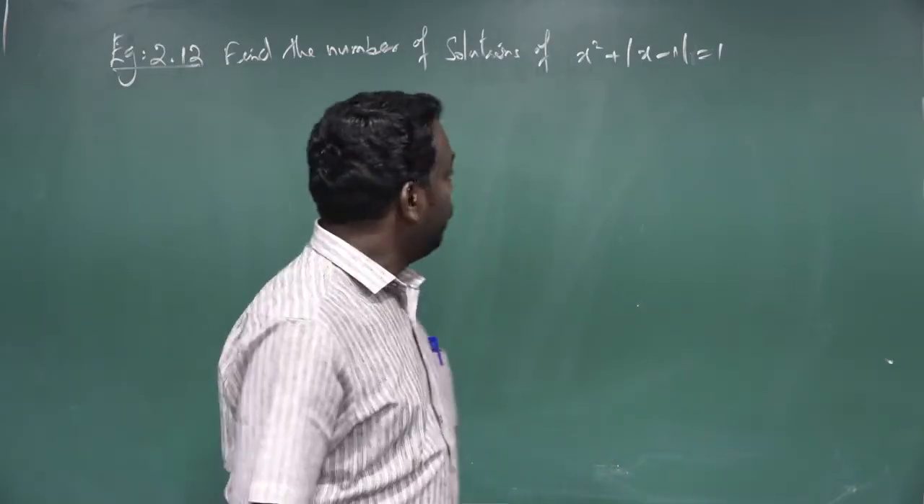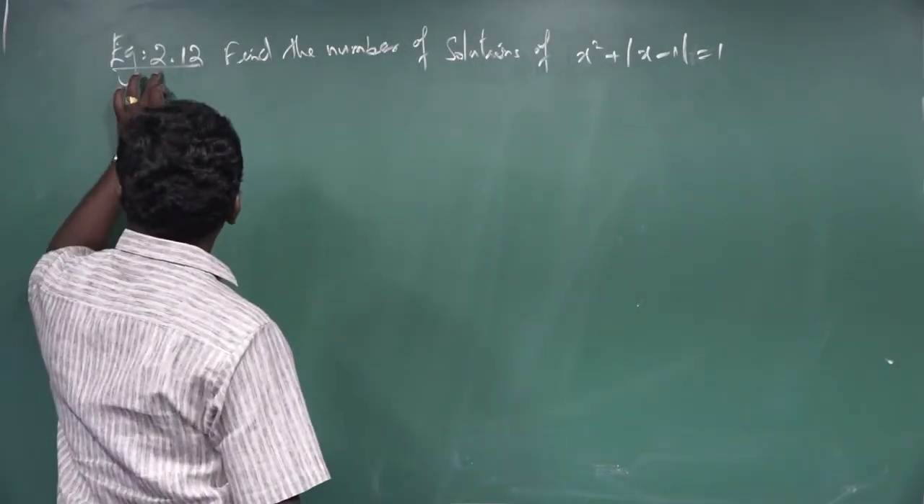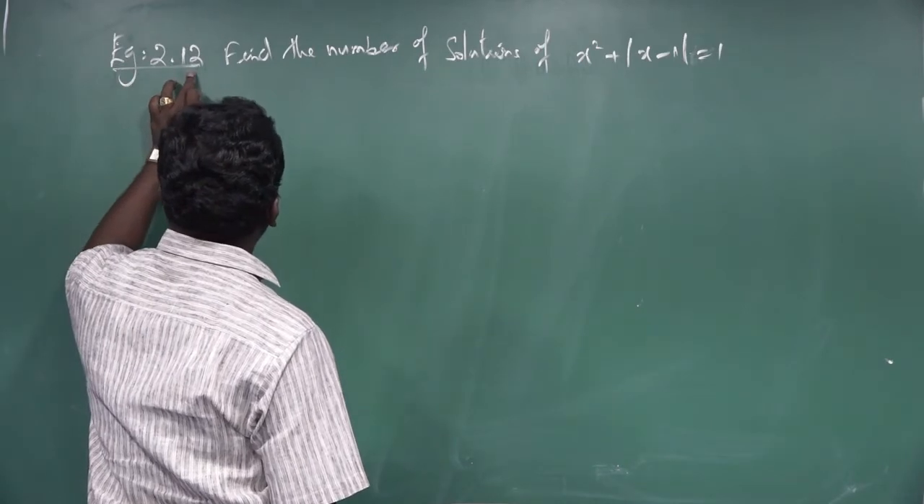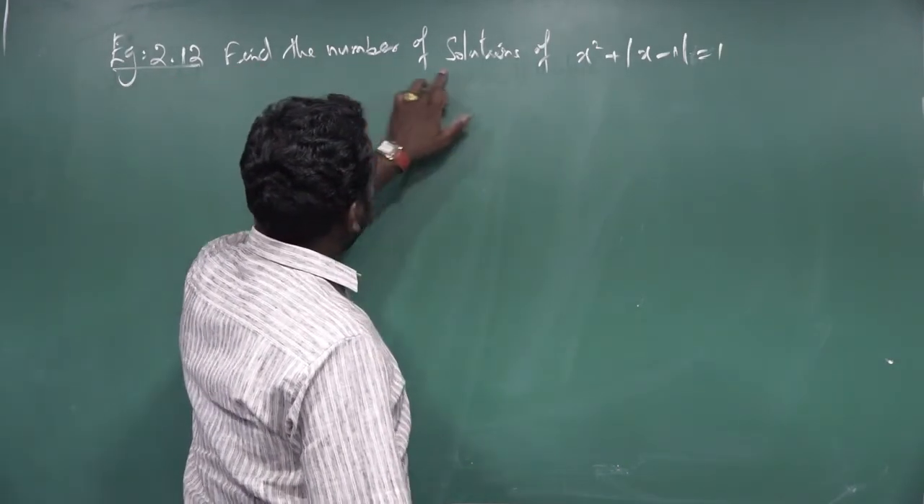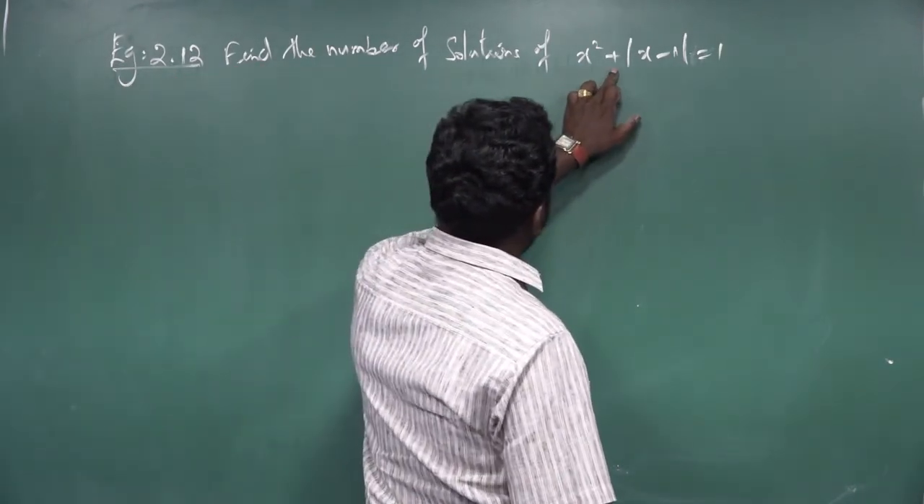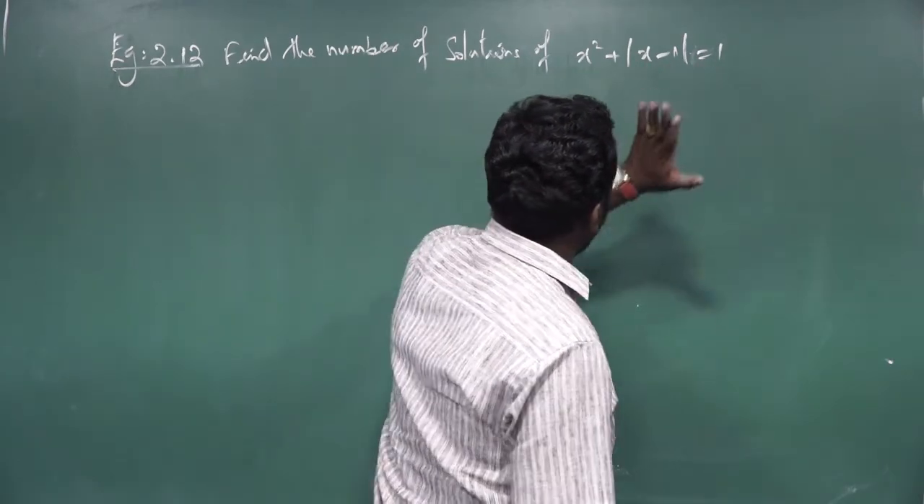Come to the next example, number 2.12, the 12th example. Find the number of solutions of this equation: x square plus modulus of x minus 1 is equal to 1.